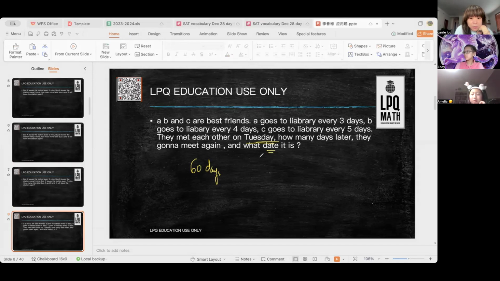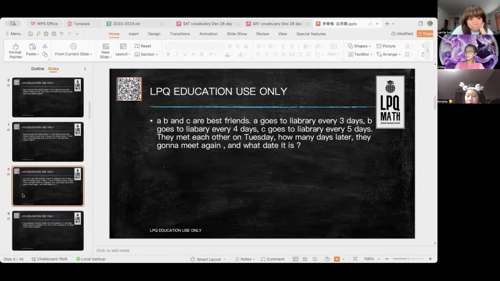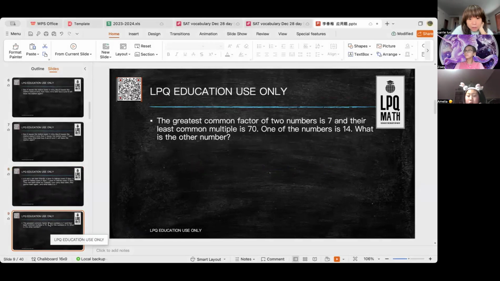So let's take a look at this one. So we need to use what? 60 divided by 7, right? So the remainder is 4, correct? Okay, so we can count from Tuesday, 4 days after Tuesday. That will be the day. Understand? Okay, so let's take a look at the next one.